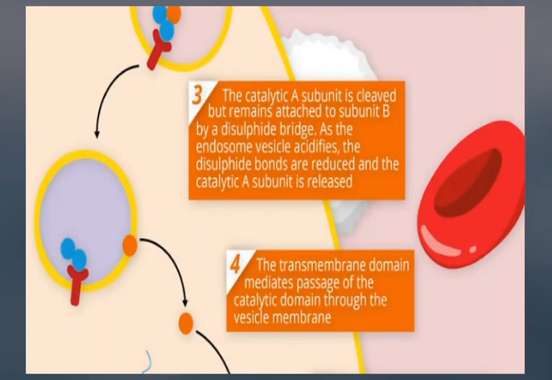Once inside the cell, the toxin undergoes important changes. The catalytic A subunit is cleaved but remains attached to fragment B by a disulfide bond. As the endosome vesicle acidifies, these bonds are reduced, releasing the catalytic A subunit into the cytoplasm. Meanwhile, the transmembrane domain helps this catalytic part cross the vesicle membrane. This release is critical because it allows the toxin to act.